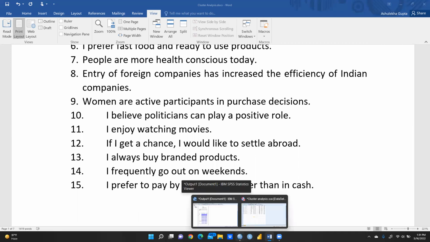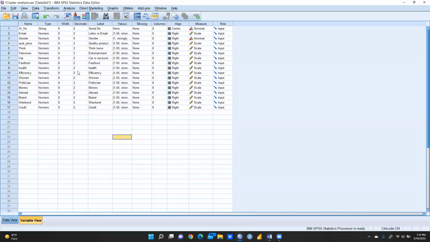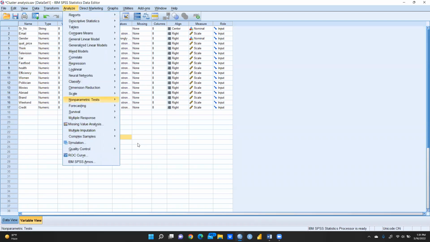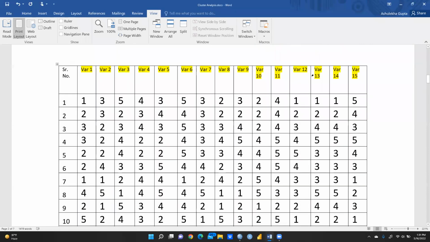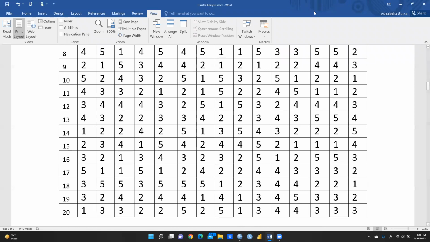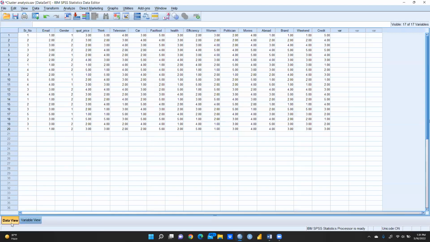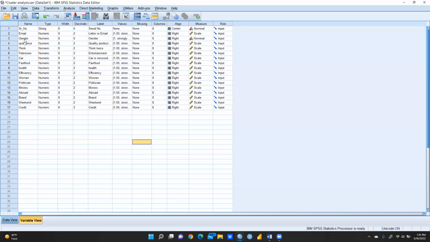Let me open my SPSS file and show how we have to run this two-step cluster analysis. Let me introduce you to all these variables. I have taken a total of 20 respondents, and in the Word file I have shown you there are 15 variables and 20 respondents only. In the variable view of this SPSS file, you can see there is a serial number, email, and gender also, because I recorded all 15 responses gender-wise. Like quality price, think twice, entertainment, car is necessary, fast food, health, efficiency, women, politicians, movie, abroad, brand, etc.